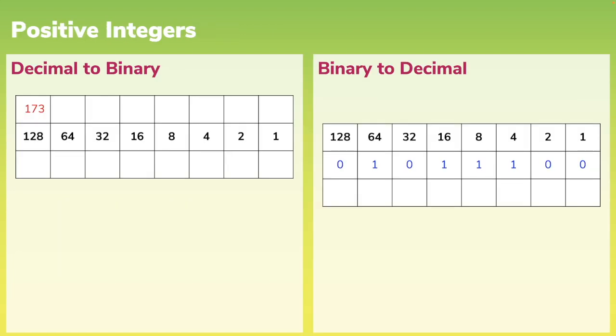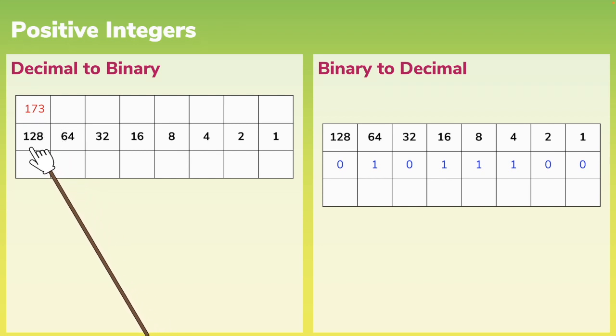So firstly, a quick recap of how we convert positive integers, so positive whole numbers, from decimal to binary and from binary to decimal. So if you want, pause the video now and have a go at completing these two conversions. Let's start with the decimal to the binary conversion. We wanted to convert the number 173 into binary.